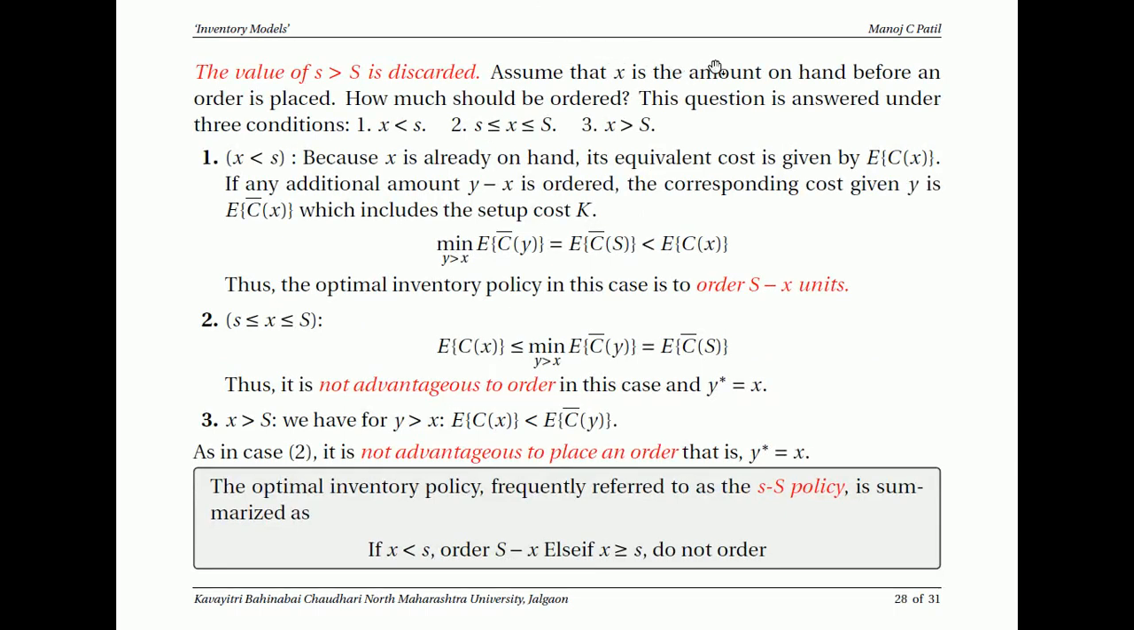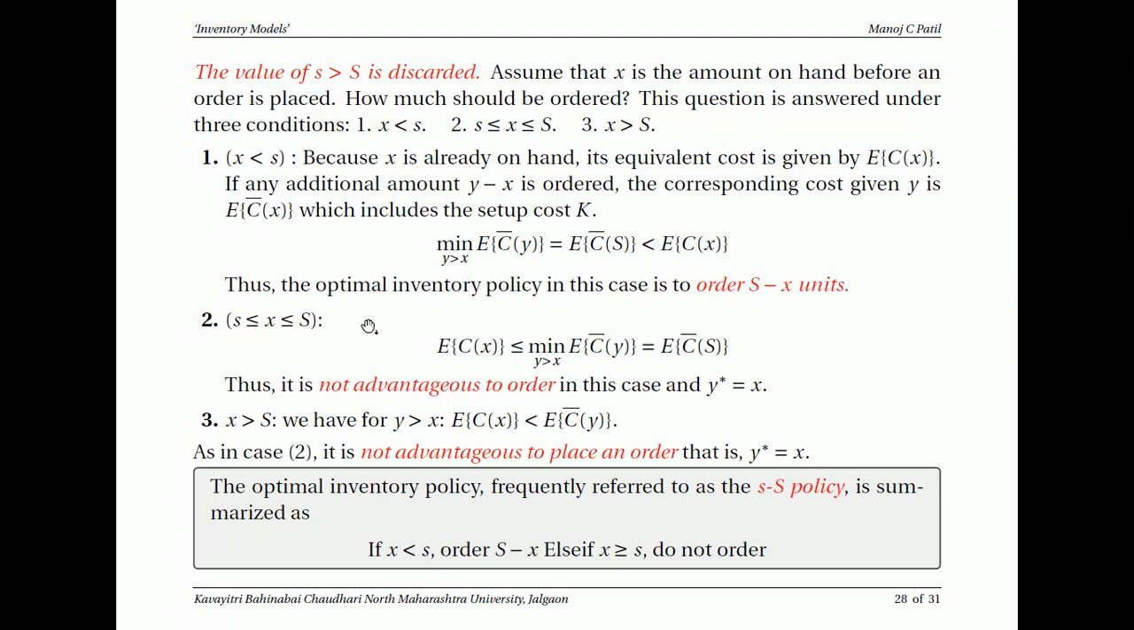Assume that x is the amount on hand. We have x as the amount already in hand. So how much should we order? The question is answered under three conditions. Suppose we have already calculated small s. In the first case, x is less than or equal to small s, so we have to order. In that condition, x less than s, we have to order capital S minus x.